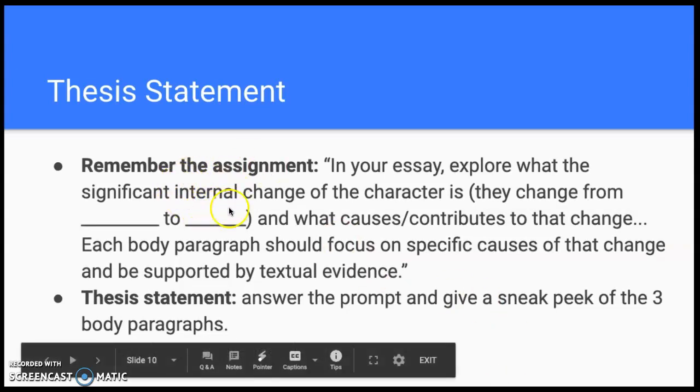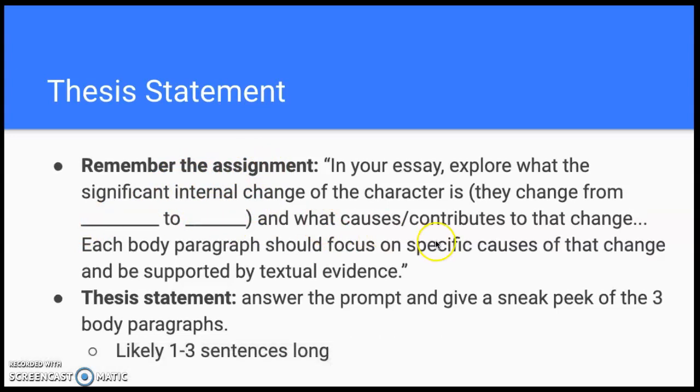Okay, this is super important. They change from blank to blank. What causes and contributes to that change? So don't you dare say that he got a haircut halfway through and that's a change. It's not significant internal change. Each body paragraph needs to focus on the specific causes of that change. So you're looking at like 3 causes.